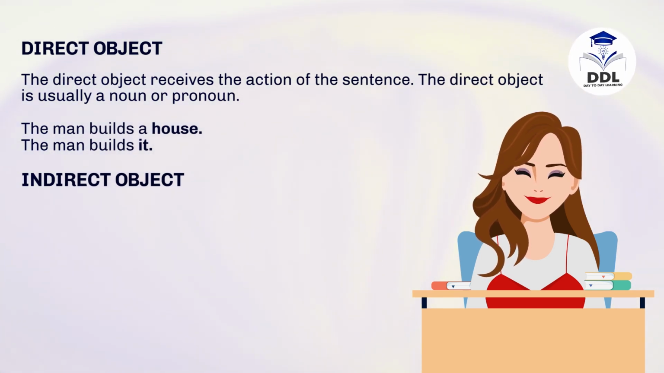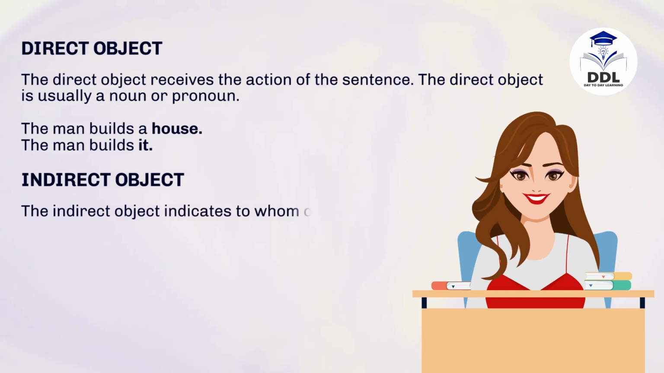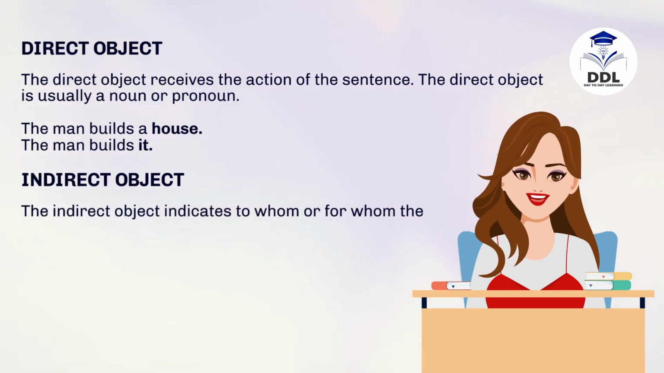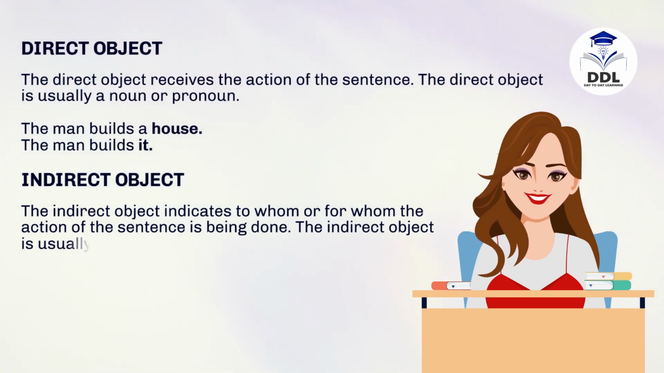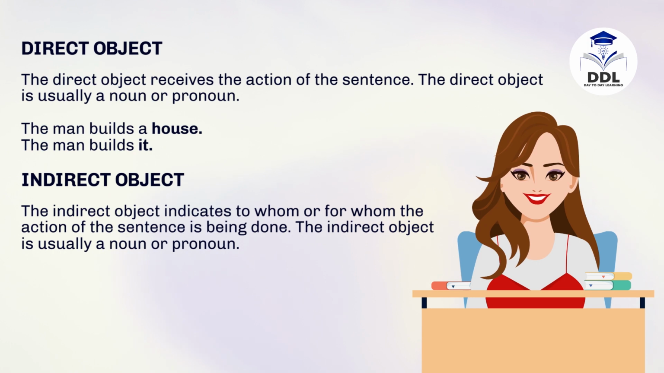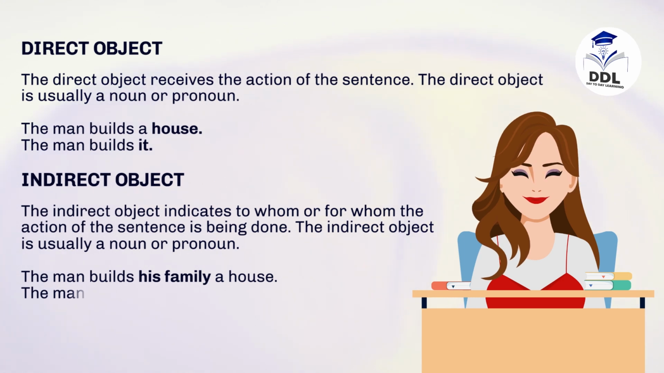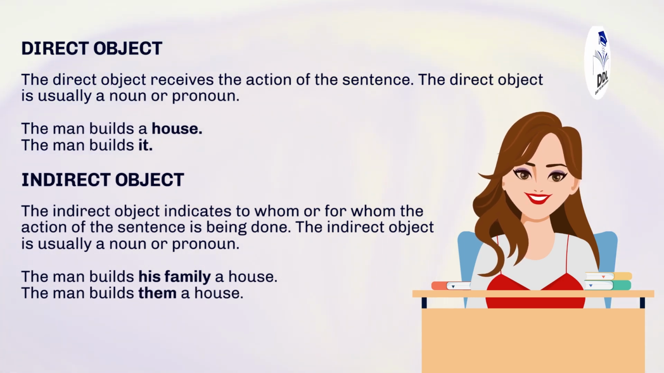Indirect object. The indirect object indicates to whom or for whom the action of the sentence is being done. The indirect object is usually a noun or pronoun. The man builds his family a house. The man builds them a house.